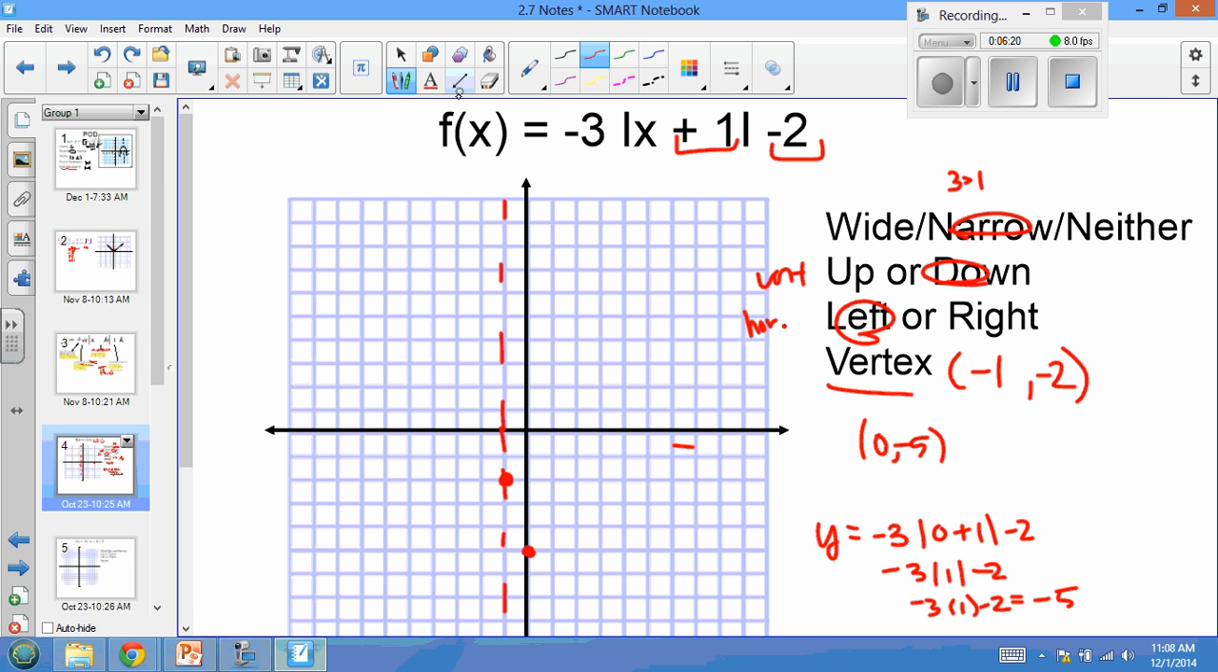So I can draw that side of my graph, making sure it's a nice straight line, and I'm going to reflect it to the other side, making sure that is a nice straight line. Make sure you put the arrows on the end, showing it's continuous.